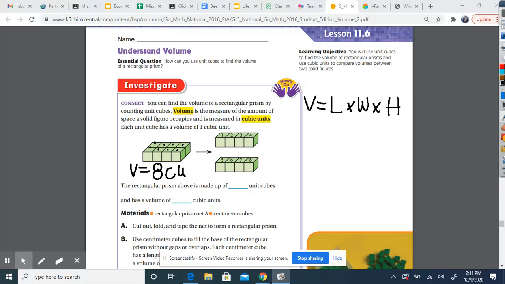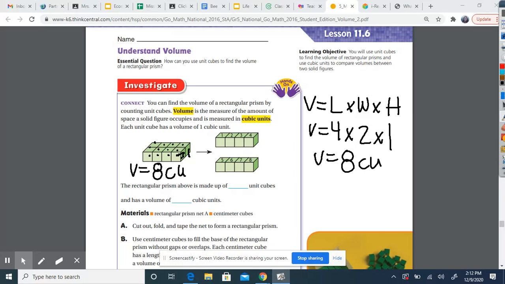If we look at this rectangular prism right here, we have a length of 1, 2, 3, 4. So our length would be 4. Our width would be 2. And our height would be just 1. So we would do 4 times 2, which gives us 8, times 1 equals 8. So our volume, again, would be 8 cubic units.